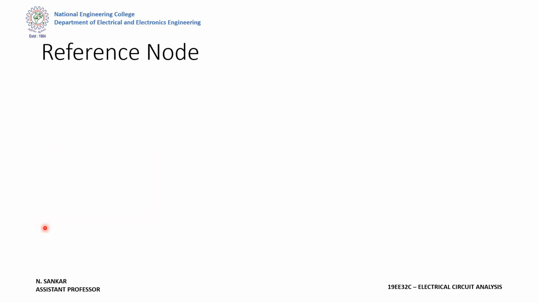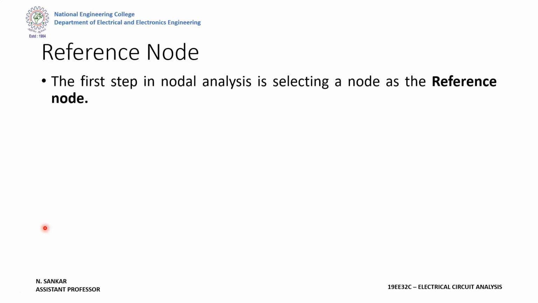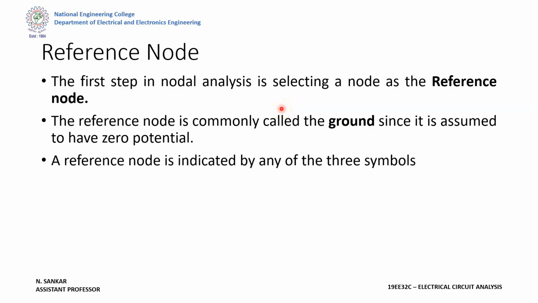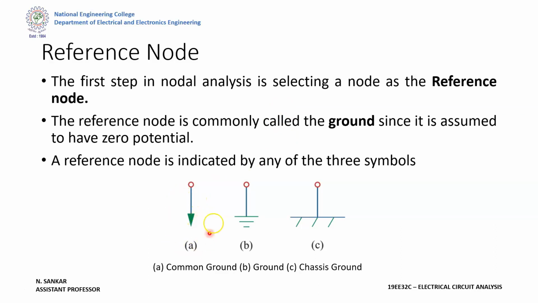Okay. So before that, what is a reference node? A reference node is nothing but a ground, or you can consider it a node which has zero potential or zero voltage. Commonly we will take the negative terminal or the ground terminal as our reference node. It is indicated by any of the three symbols given below. The first one is a common ground, this is a normal ground, and this is a chassis ground. Chassis ground is nothing but the ground of the enclosure or the sealed containment. Okay.